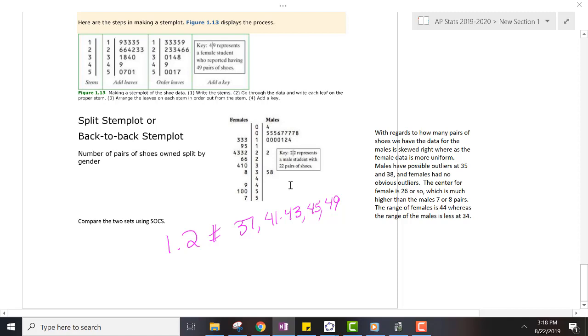So using these two, we're going to use SOCS and compare the 2 sets. With regards to how many pairs of shoes we have, the data for the males is skewed right, while the female data is more uniform. Males have possible outliers at 35 and 38, and females had no obvious outliers. The center for females is 26 or so, which is much higher than the males' 7 or 8 pairs. The range of females is 44, whereas the range of males is less at 34. So females have more shoes on average, a wider range in general, and that's how we're going to be doing this stuff.